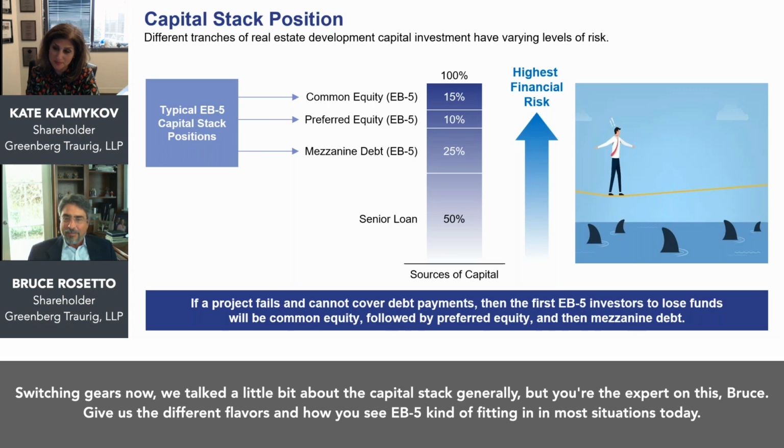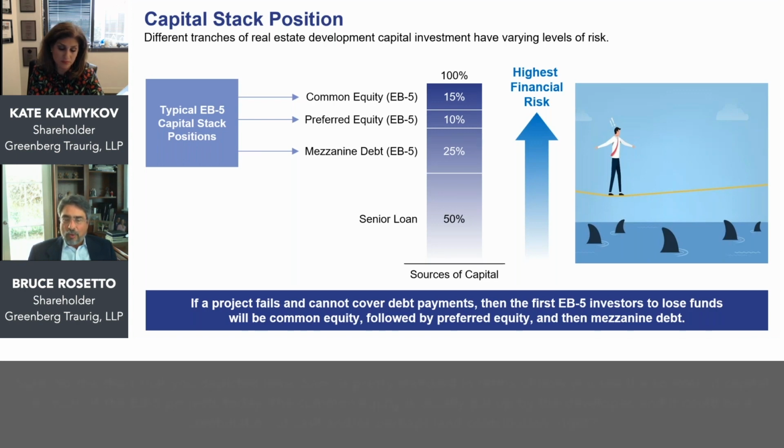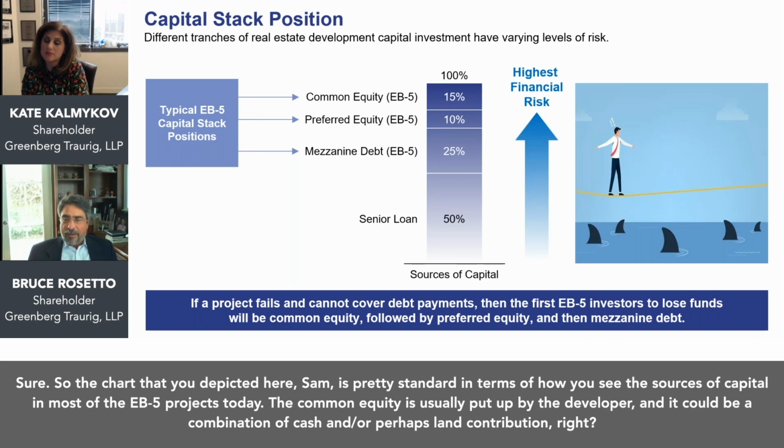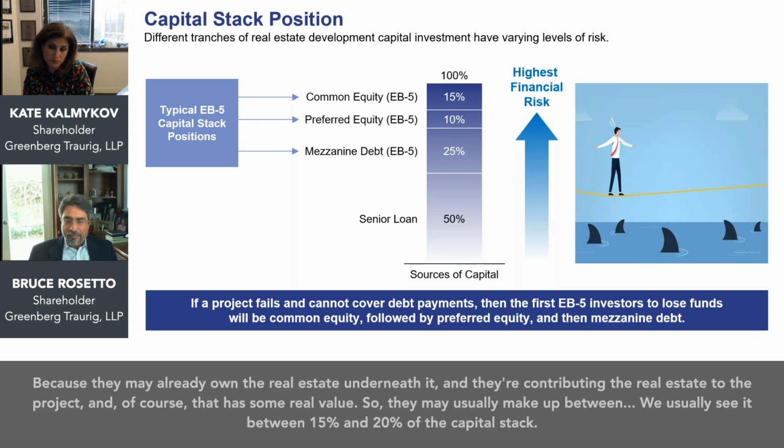Kind of give us the different flavors and how you see EB-5 fitting in most situations today. Sure. So the chart that you depicted here, Sam, is pretty standard in terms of how you see the sources of capital in most of the EB-5 projects today. The common equity is usually put up by the developer, and it could be a combination of cash and/or perhaps land contribution, right? Because they may already own the real estate underneath it, and they're contributing the real estate to the project, and of course that has some real value.